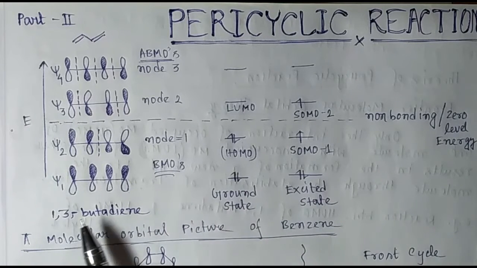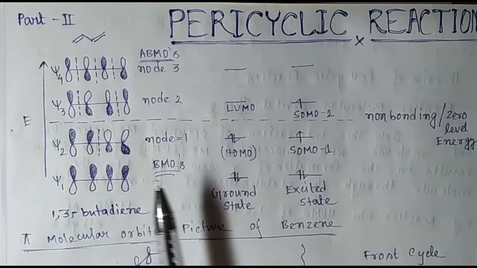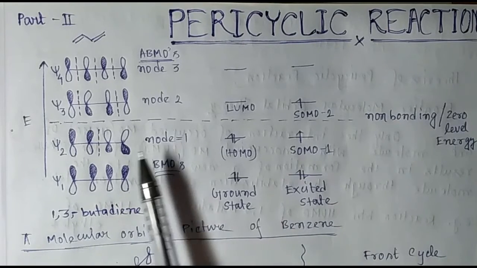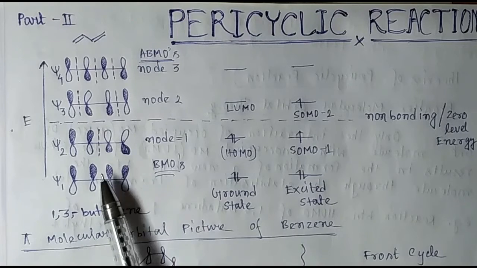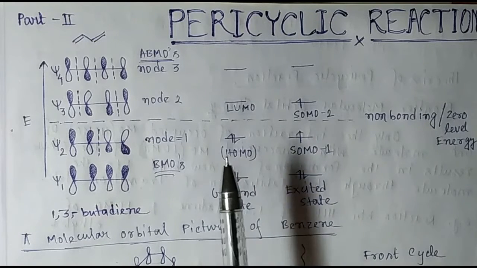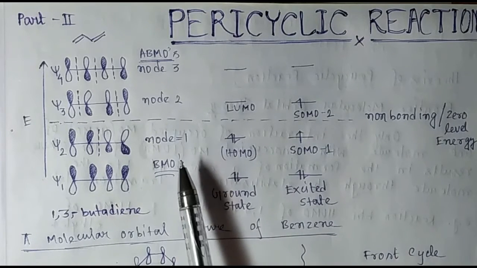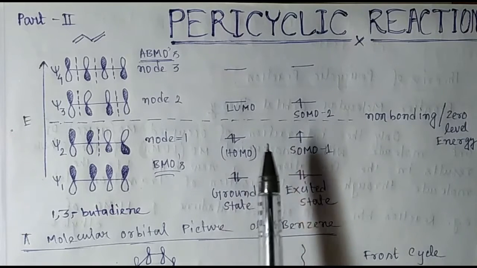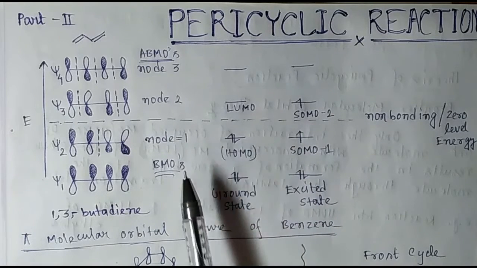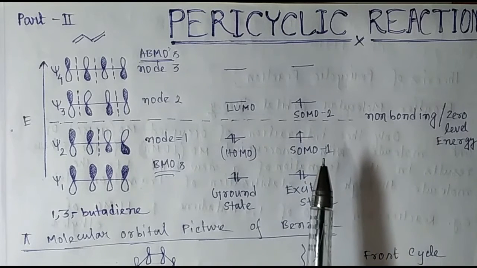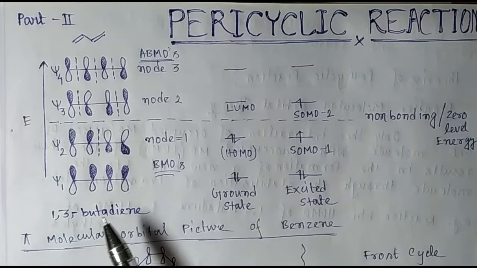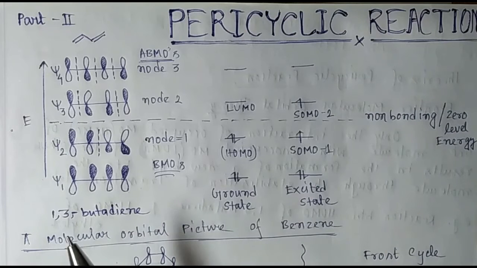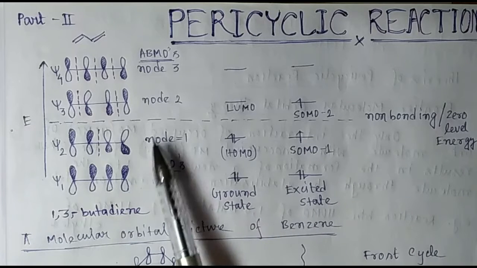For example, psi 1 is the lowest energy level, that is why there is no node. For psi 2 there is one node, as 2 minus 1 is equal to 1, maintaining the n minus 1 rule. For psi 3 there are 2 nodes, as 3 minus 1 is equal to 2, and for psi 4 there are 3 nodes because 4 minus 1 is equal to 3. I have told you that the nodes will be at the same distance from the center, that is why we put the nodes in this fashion.